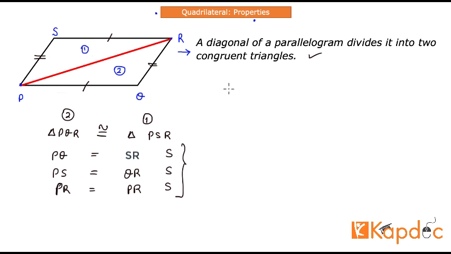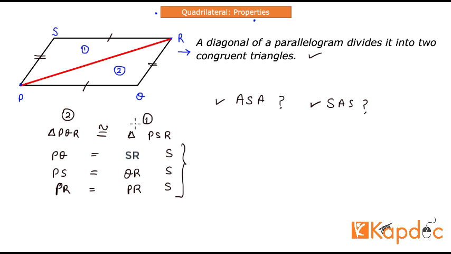Okay, now I have a homework or a thinking task for you. I used the SSS criteria to prove the congruency of these two triangles that are part of this parallelogram. My question to you is, could we have used ASA criteria or could we have used SAS criteria to prove congruency? I believe we could, but that is something for you to think about, how would you prove it, okay?